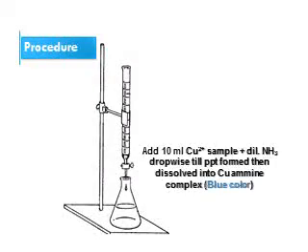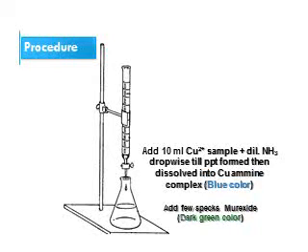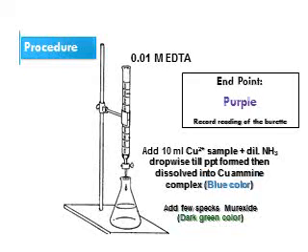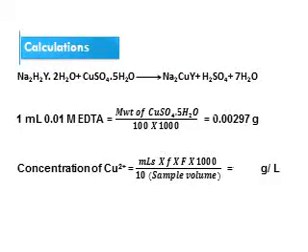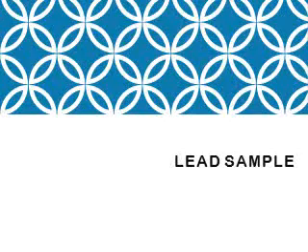What is the procedure? Add 10 ml copper sample, then diluted ammonia dropwise till the formed precipitate is dissolved into the copper amine complex with blue color. Then we add a few specks of murexide and we will see the flask transform to dark green color. Then we start titration with 0.01 molar EDTA and the endpoint will be purple. The calculation is as we used, nothing changed. And the last sample is the lead sample.